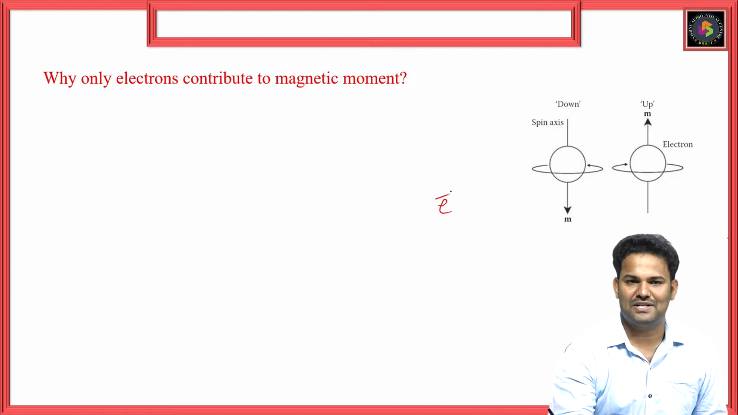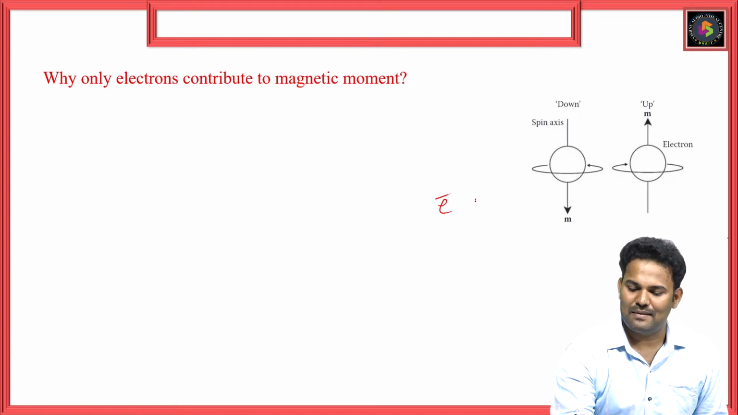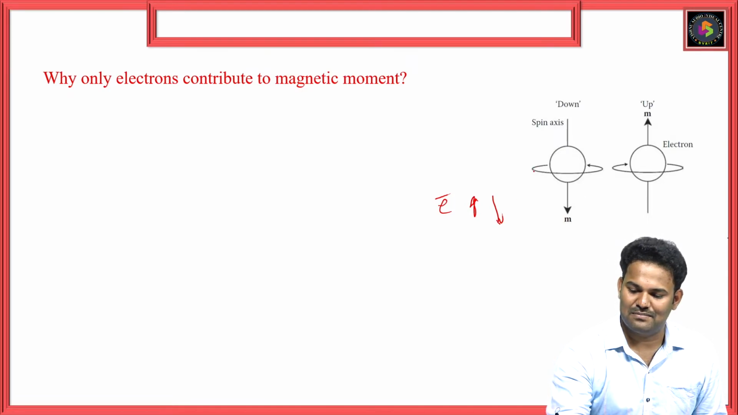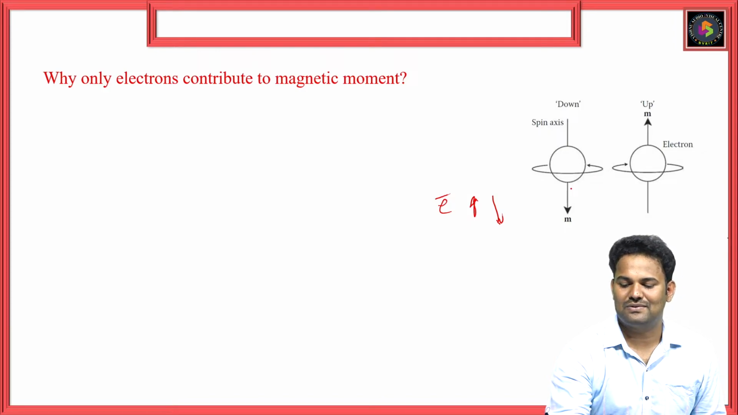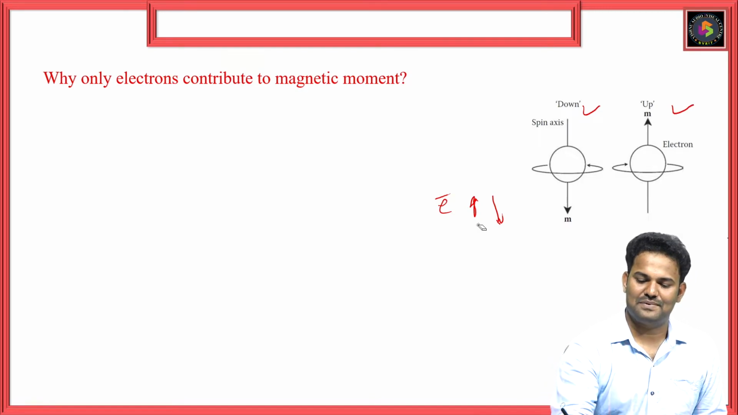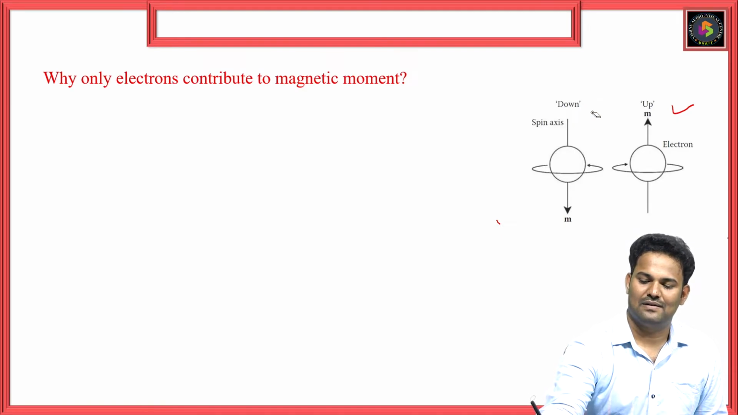The electron is a negatively charged particle, and it has an up state as well as a down state. The electron completely revolves around the atom, so the spin can be generated either in the up state or the down state. So we can take the up state as well as the down state of the electron.